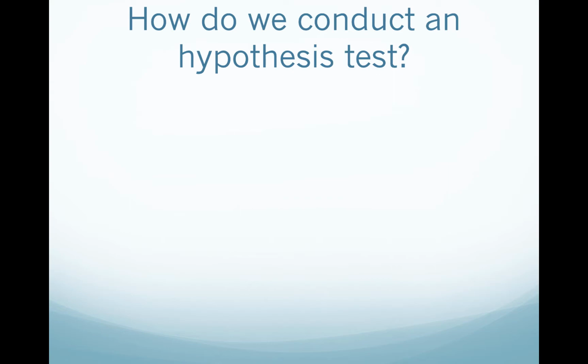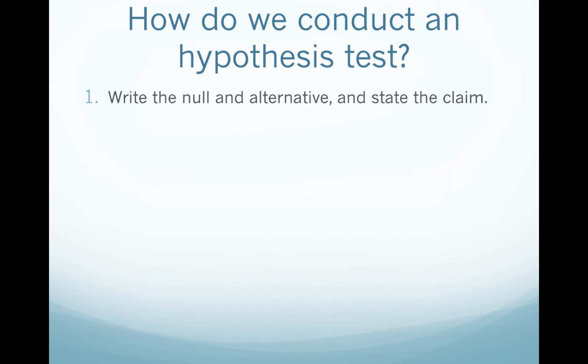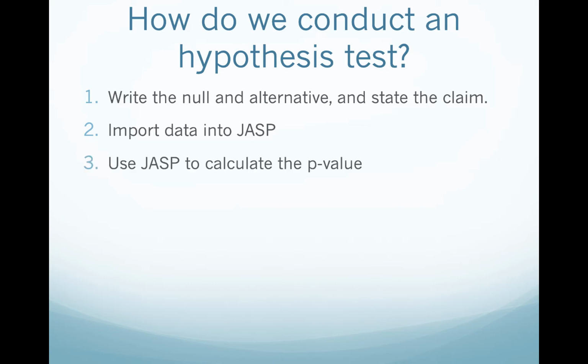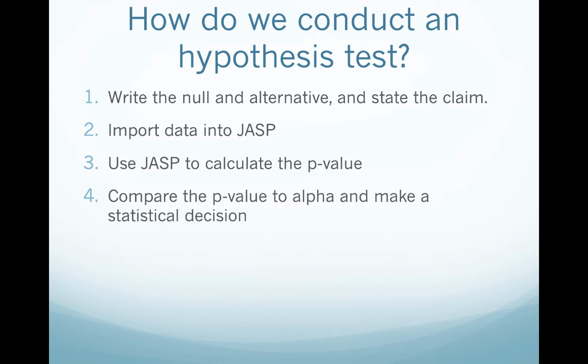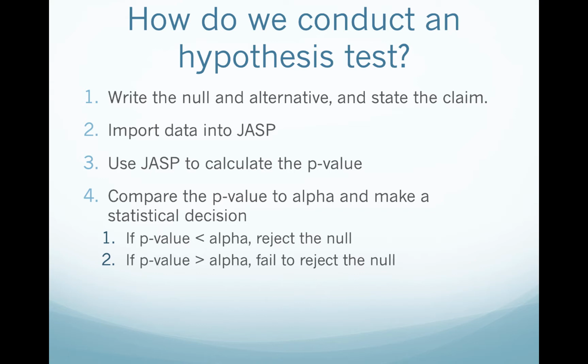So how do we actually conduct a hypothesis test? Well, you know at this point that it all starts with writing the null and alternative hypotheses and stating the claim. We're going to import our data into JASP, and we're going to use JASP to calculate the p-value. And then what we do with this p-value is compare it to alpha to make a statistical decision. If the p-value is less than alpha, we reject the null, and if the p-value is greater than alpha, we fail to reject the null.